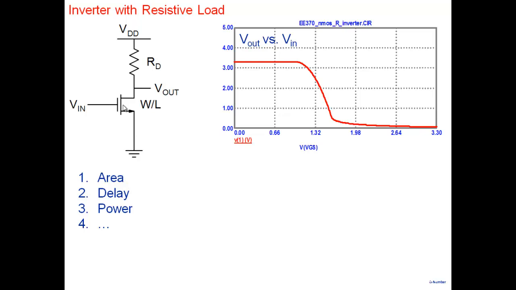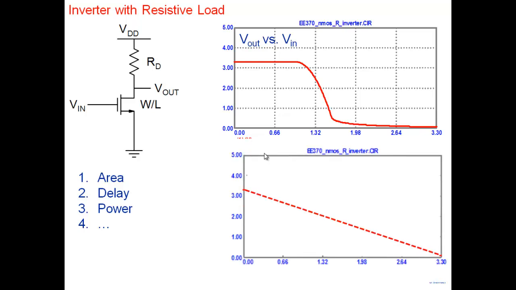We are not going to use an inverter under static conditions. We'll be switching. Therefore, when I switch V in from 0 to 1, how long does it take to switch from 1 to 0? So the delay is important. And power dissipation is important. How much power does it draw from the supply here? So that is important. And there's one other parameter which is also important besides area, delay, and power. In order to appreciate that, let's consider a different inverter here.